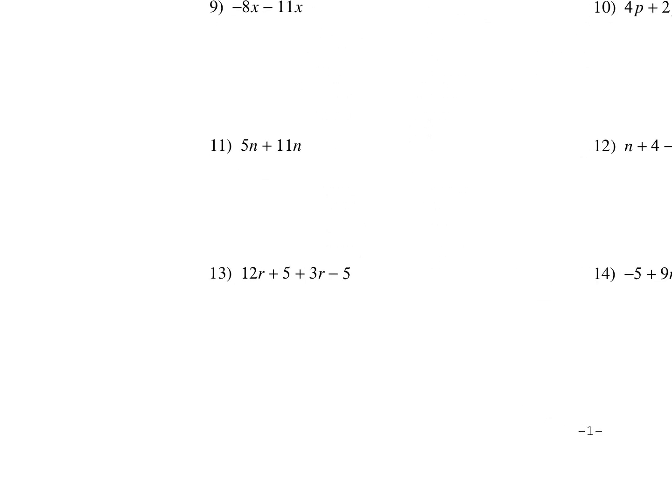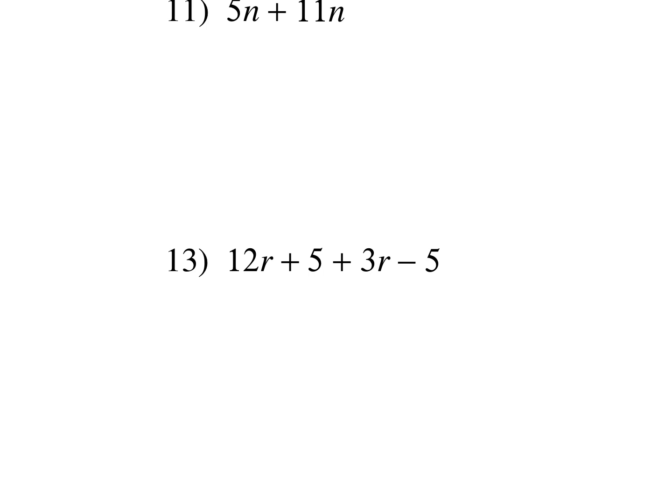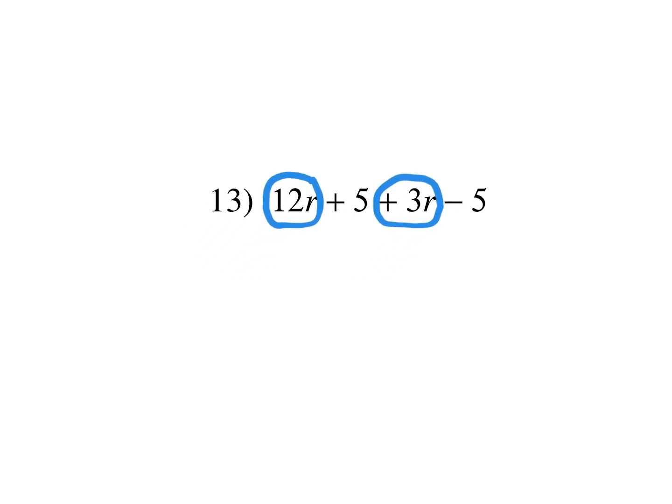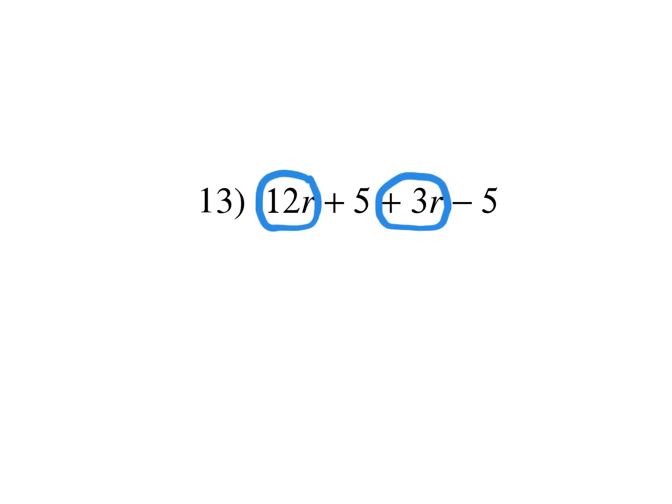So in number 13, we've got 4 terms here, all separated by addition signs and minus signs. We've got 12r as one term. We've got 3r as another term. When you combine 12r and 3r, they both have r, so they're like terms. 12r plus 3r gives me 15r. Remember, add the numerical portions and bring the variable along afterwards.